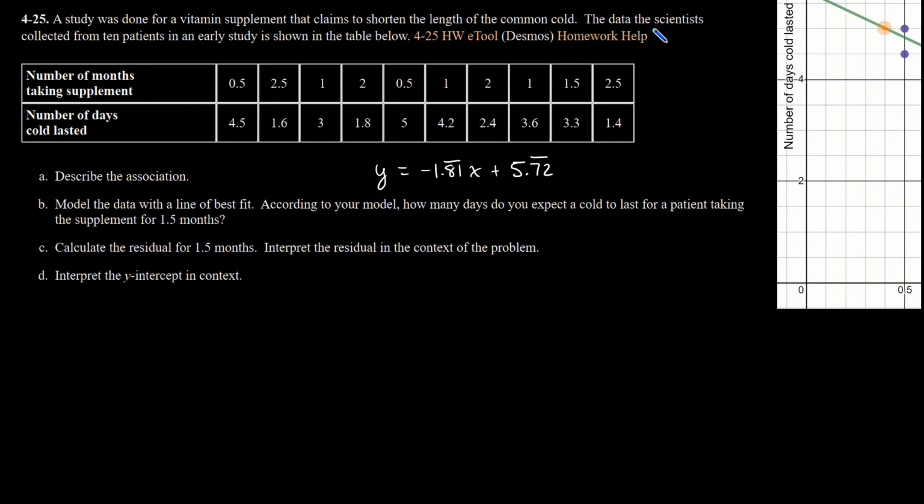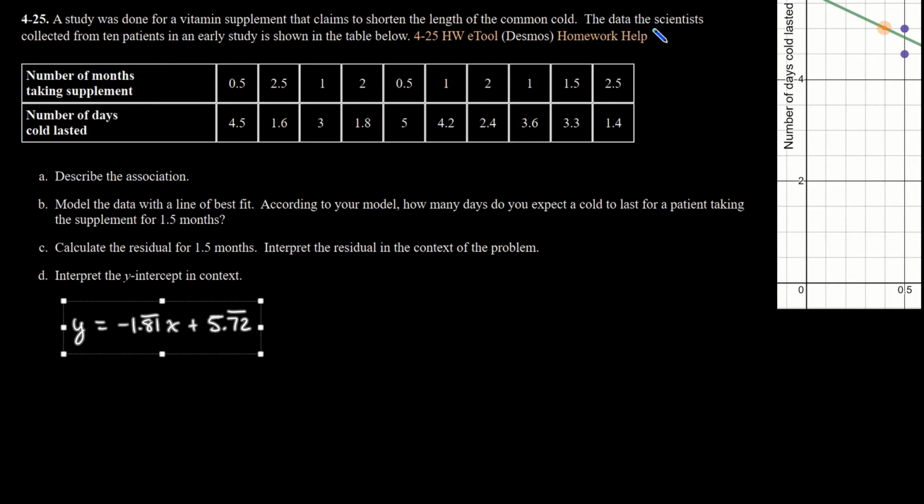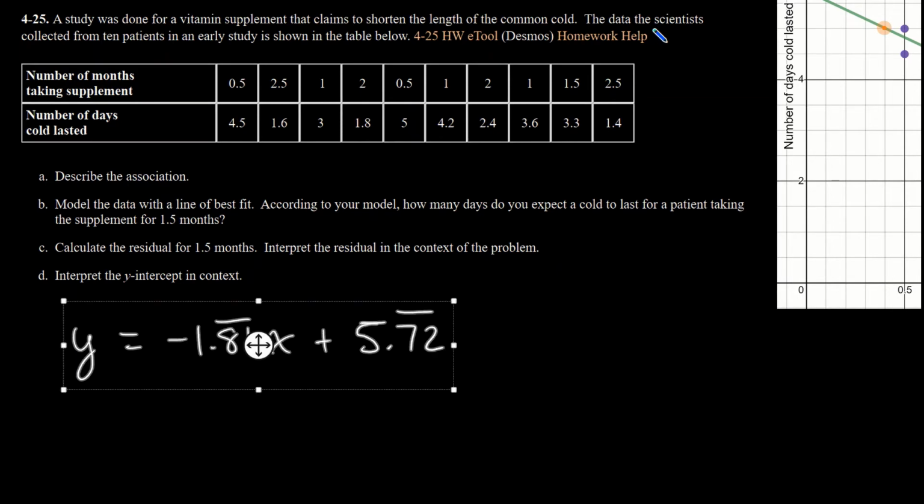Check. B, model the data with a line of best fit. Got it. According to your model, how many days do you expect the cold to last for a patient taking the supplement for 1.5 months? Okay, so it's important to remember what the model is telling me, right? The X value says how long you're taking the supplement, and the Y value tells you, what was it, it says right there, number of days the cold lasted.